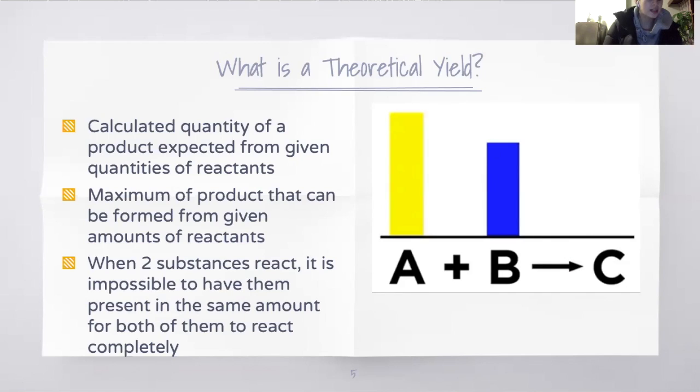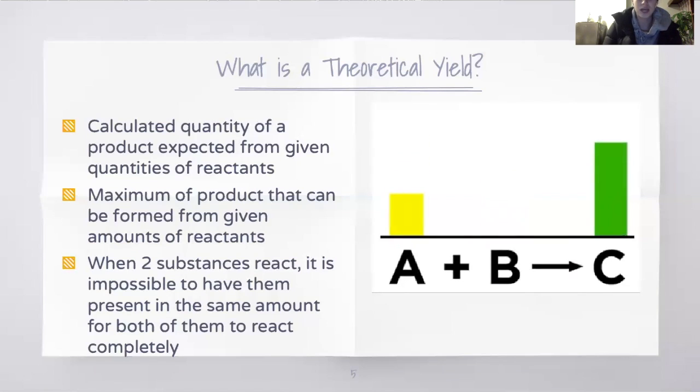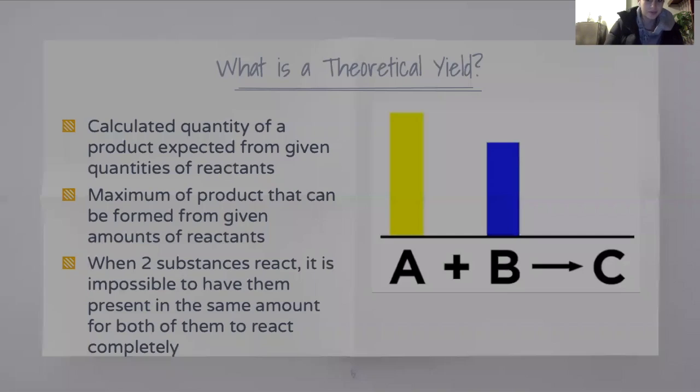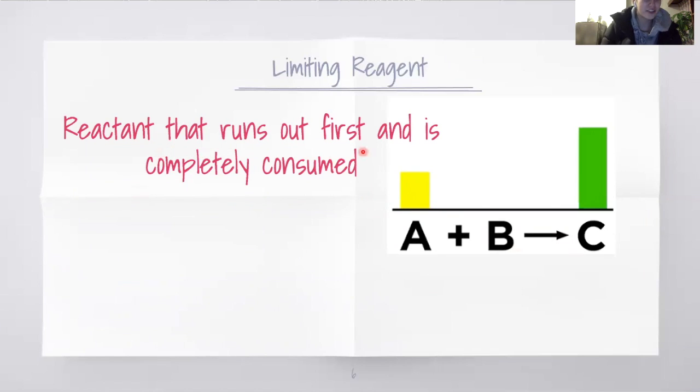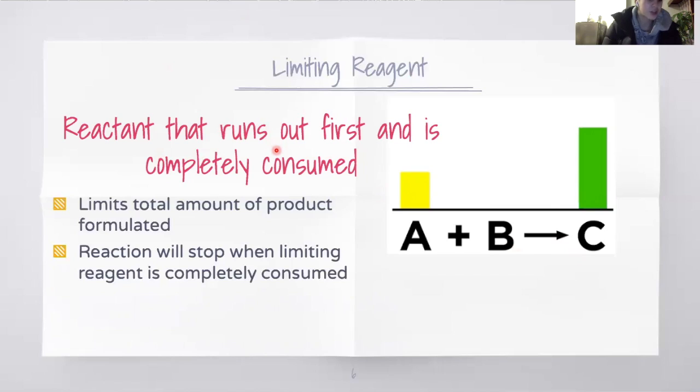When two substances react, it is impossible to have them present in the same amount for both of them to react completely. One of the reactants will always run out before the other. So if we look at this example over here, reactants A and B create product C, and we can see evidently that the reactants are not consumed at the same rate. The reactant that runs out first and is completely consumed in the reaction is defined as the limiting reagent. It limits the total amount of product that is formed. Once the limiting reactant is entirely consumed, no more product will form, and the reaction will stop.